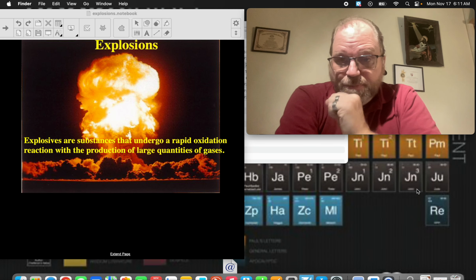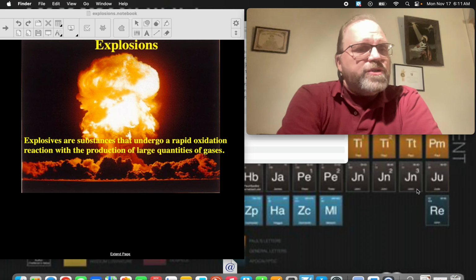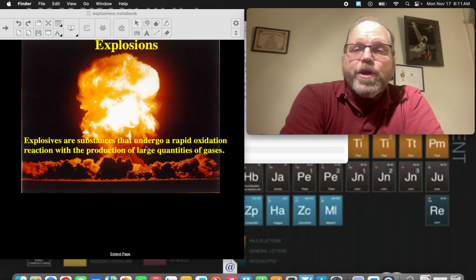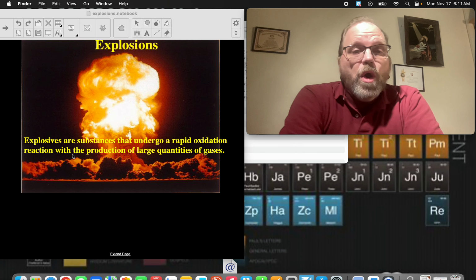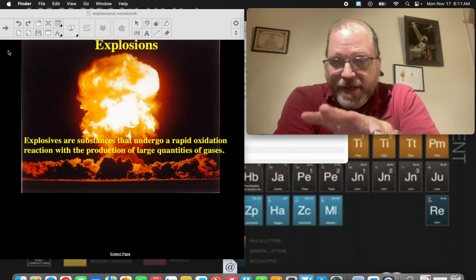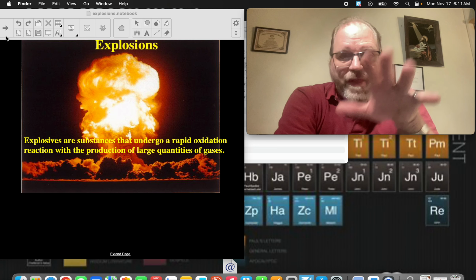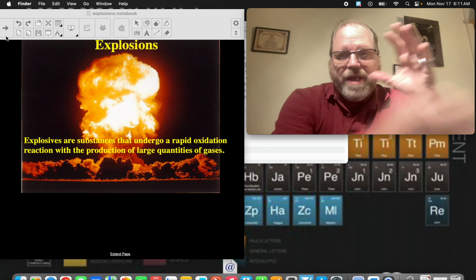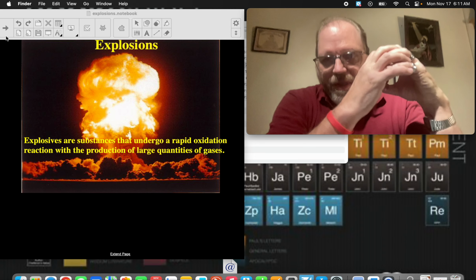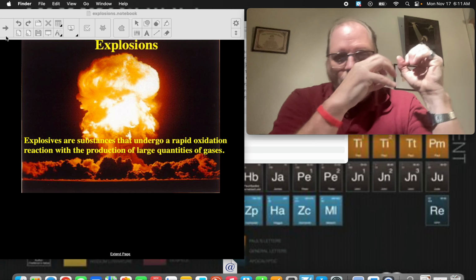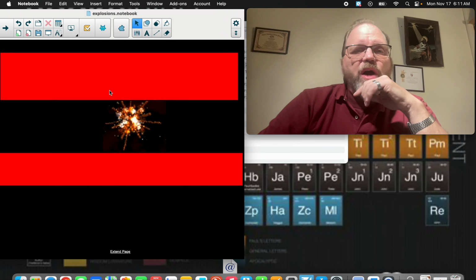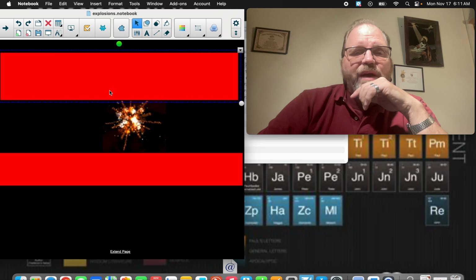Today we're looking at explosions. Explosions are defined as substances that undergo a rapid oxidation reaction with the production of large quantities of gas. In addition to everything else that I discussed here, the other thing that an explosion needs to take place is confinement. So taking those gases and pressures and holding them in makes the explosion have more of an effect.